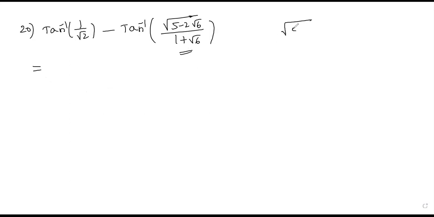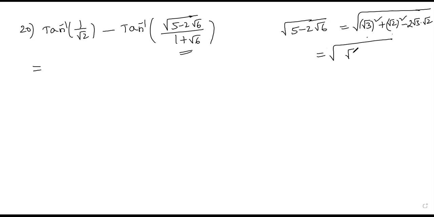So square root of 5 minus 2 root 6 can be written as square root of... 5 can be written as root 3 whole square plus root 2 whole square, and root 6 can be written as root 3 into root 2. So if you observe clearly, it is in the form of a square plus b square minus 2ab. So that can be written as what? a minus b whole square. So root 3 is more than root 2, so you write root 3 minus root 2 whole square. So the square root gets cancelled. What will we get? Root 3 minus root 2.